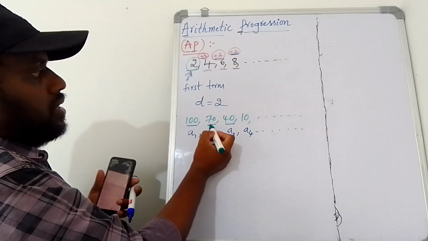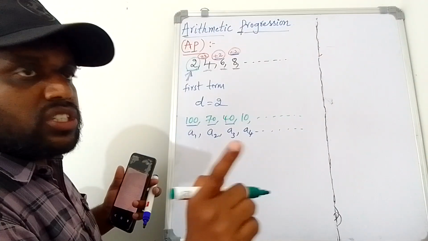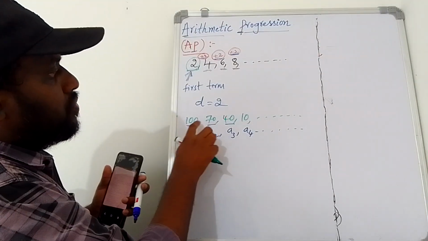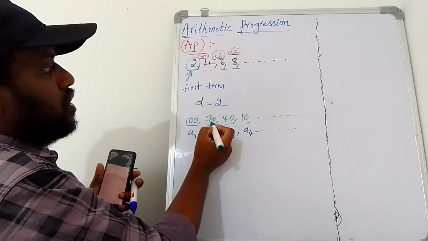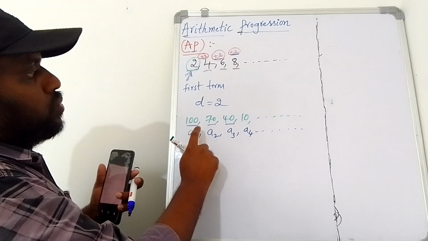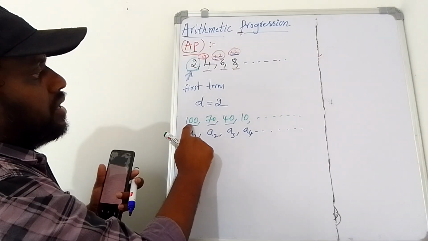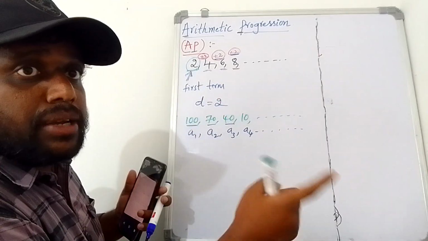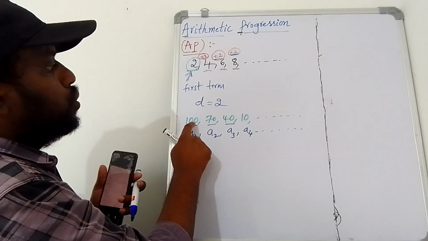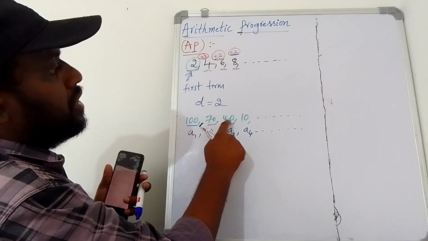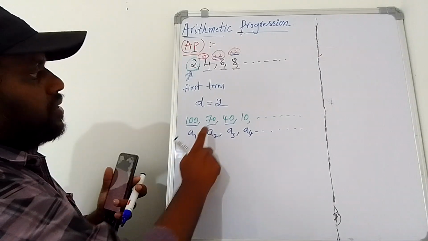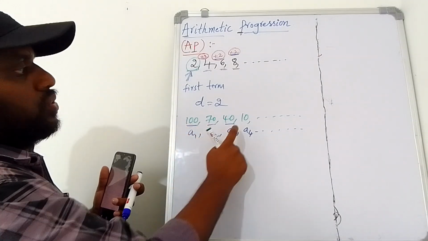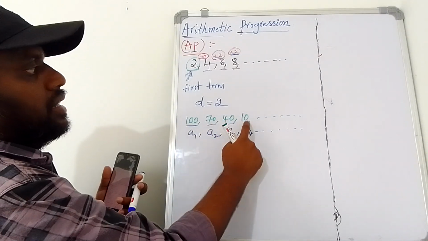To find the common difference, don't subtract the next number from the previous number. You have to subtract 100 from 70: 70 minus 100. Don't do 100 minus 70 or 70 minus 40 or 40 minus 10. That is wrong. To get the common difference, do 70 minus 100. Here 40 minus 70, 10 minus 40.